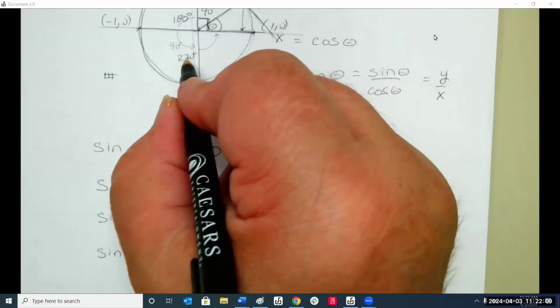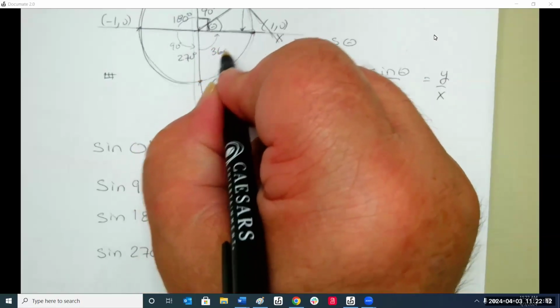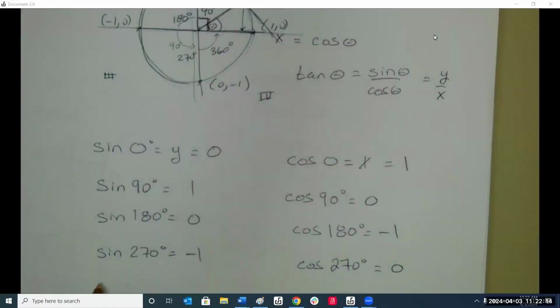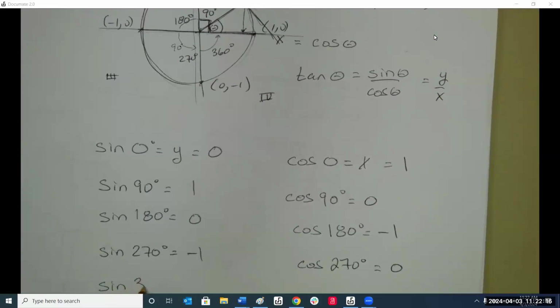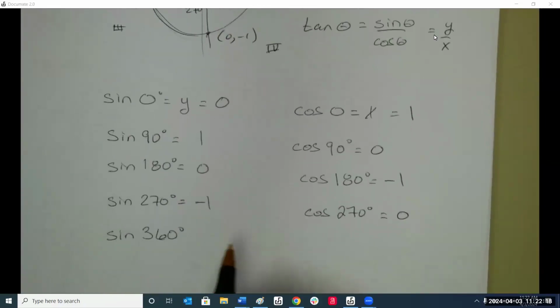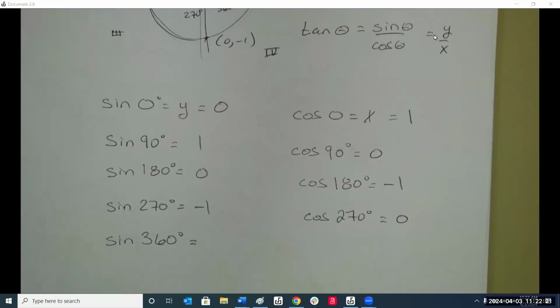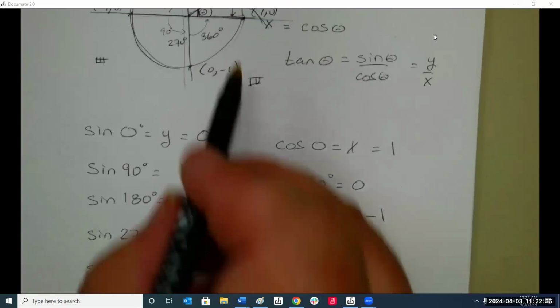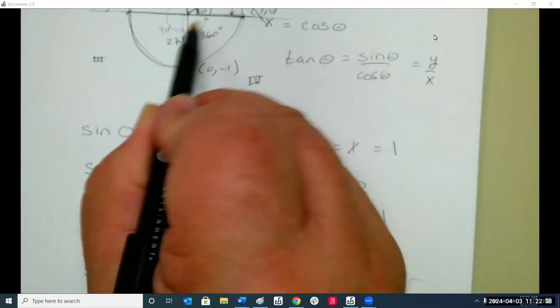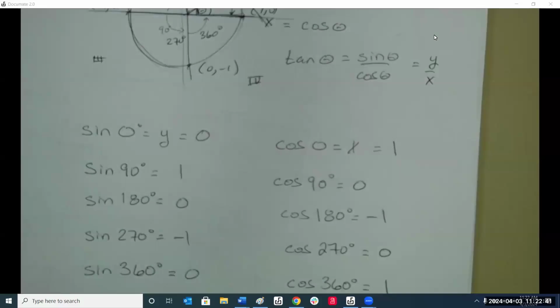To complete the circle, we add 90 degrees more, we get 360 degrees. So the sine at 360 degrees is what? It is 0. The cosine at 360 degrees is 1, because at 0 degrees and 360 degrees, it's the same thing.